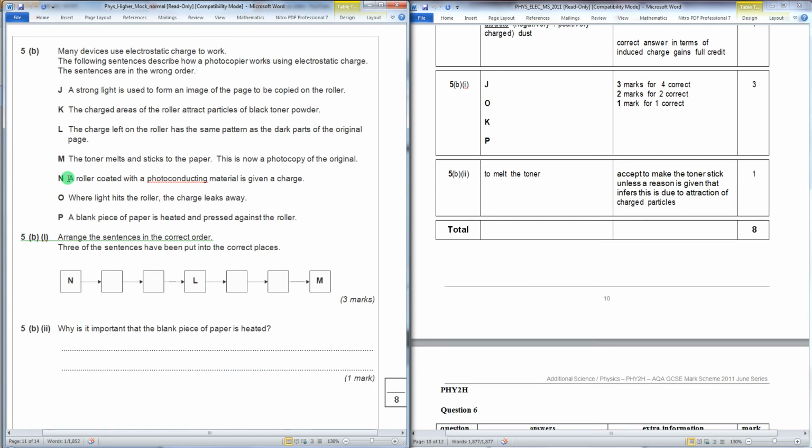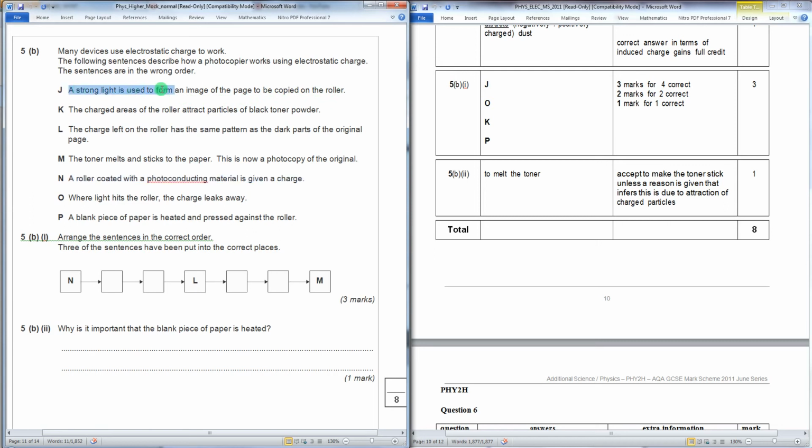Step N: a roller coated with a photoconducting material is given a charge. Now, photoconducting material is a material that becomes a conductor when light shines on it, basically. You don't need to know or understand how that works, you just need to know that photoconducting means when light shines on it, it becomes a conductor. Now, looking down the list for other things, we obviously can't have L or M, they're already taken care of. So, J: a strong light is used from an image of the page to be copied onto the roller.